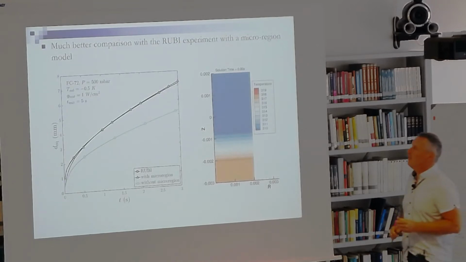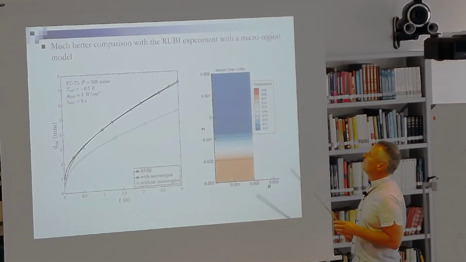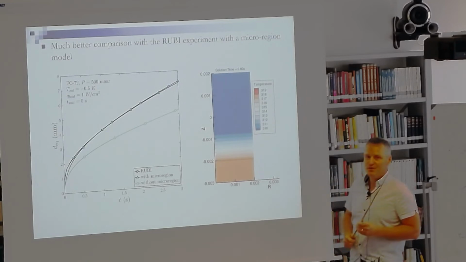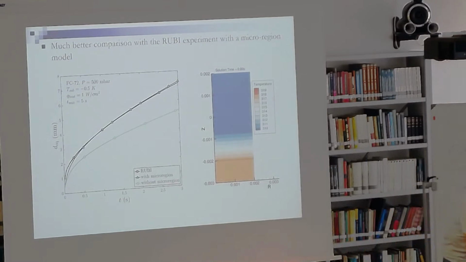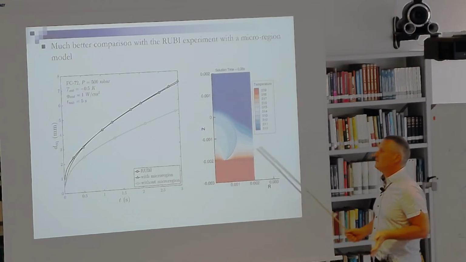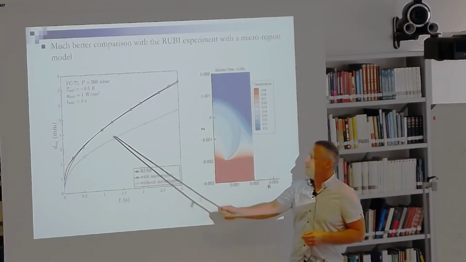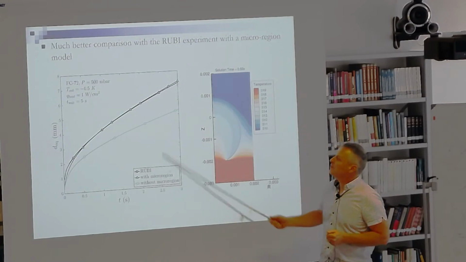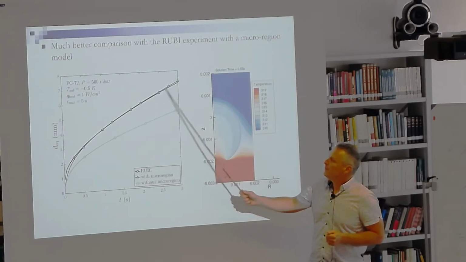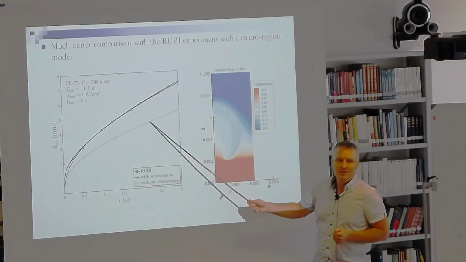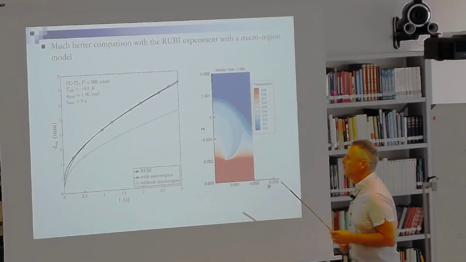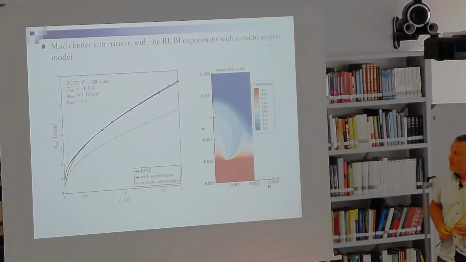Finally, we come back to our previous comparison with the Ruby experiment, now with the microregion model, and we have now a very good agreement between our simulation. This is the same kind of simulation, but now the agreement between the DNS with microregion and the Ruby experiment is very good, and we see here the difference which is involved by the microregion, and this difference is clearly very important. So this is a good point.